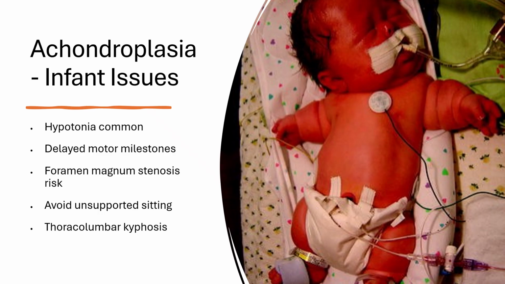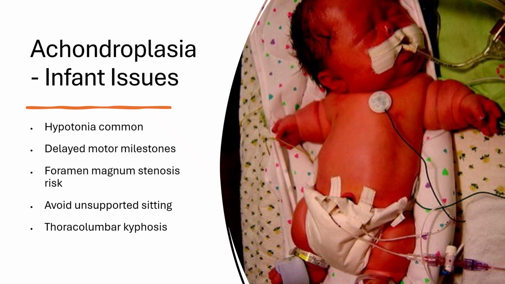The delayed motor milestones occur predictably because babies with achondroplasia must overcome both their hypotonia and their altered body proportions to achieve skills like sitting, crawling, and walking. Think of this as learning to use a body with different mechanical advantages than what standard developmental timelines assume.